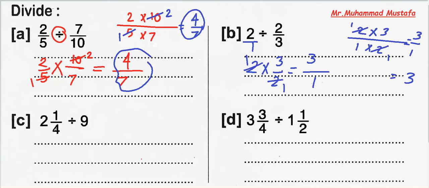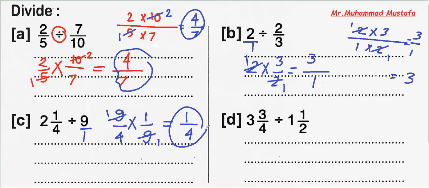The third, 2 and a quarter, a mixed number, divided by a whole number. We said before we must convert the mixed number to an improper fraction. 2 times 4, 8, 8 plus 1, 9. 9 over 4 divided by, this means divided by 9 over 1. First times reciprocal, 1 over 9. And simplify, 9 divided by 9, 1, 9 divided by 9, 1. 1 times 1 equals 1, 1 times 4 equals 4.